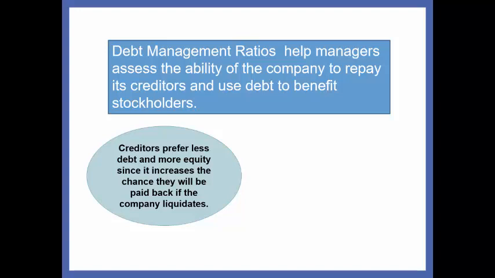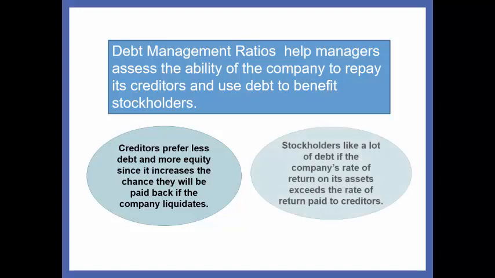So when a creditor is assessing whether they will let you borrow money, they're going to look at how much financing you're doing with debt already. And if it's too much, they may not loan you money. On the other hand, stockholders like debt if the return on assets is greater than the rate of return they have to pay to borrow money, like on their bonds or their mortgage payable. So that's how managers can at least evaluate on a more formal basis their ability to manage their debt.